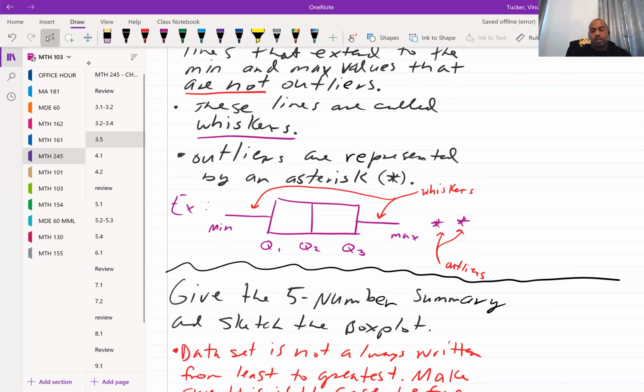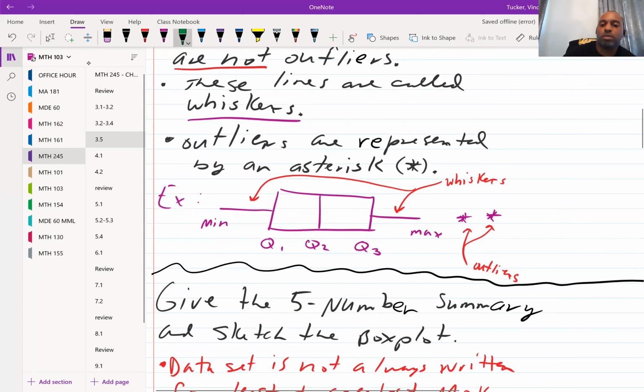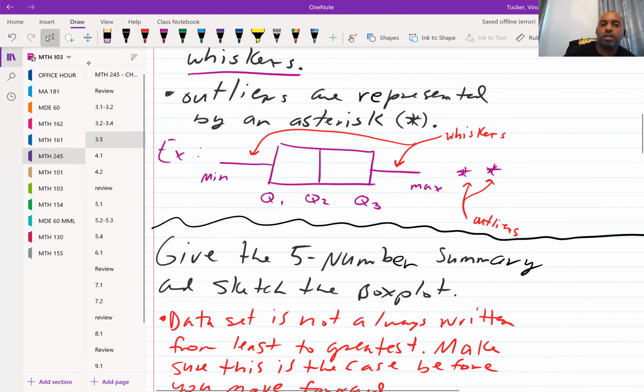So this next example is going to run through all the steps that we just finished running through, just add the extra step of doing a box plot. So it says give the 5-number summary and then sketch the box plot. All right, is everybody done with that top information before I scroll up? Anybody?